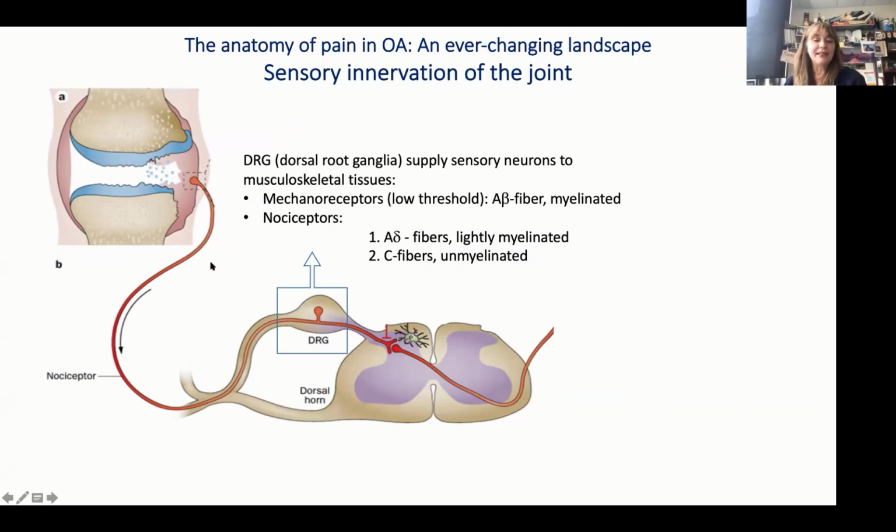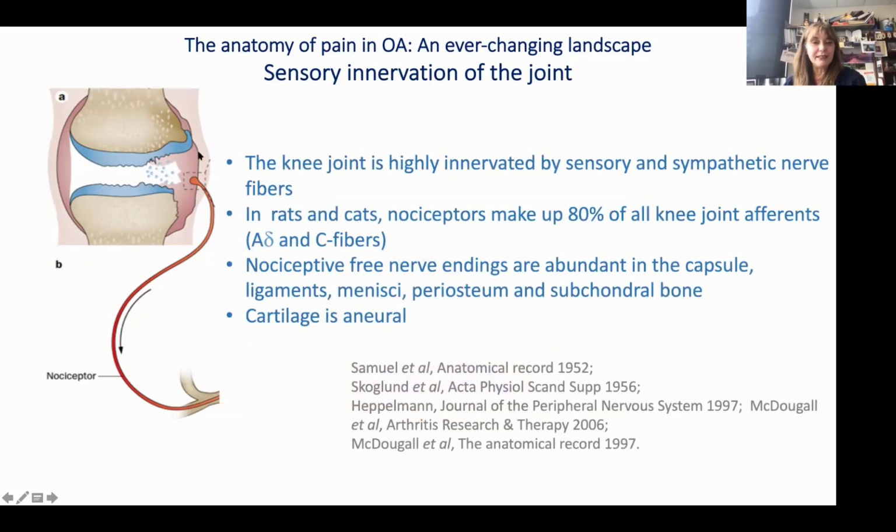So it's been long known that there are many nociceptors in the joint. So the knee joint is highly innervated by sensory nerves as well as by sympathetic nerves. There's a lot of work there out of Canada, actually, Jason McDougall, and before that out of Germany. In rats and cats, nociceptors make up to 80% of all knee joint afferents, really telling us that pain sensation must be very important for the integrity of the knee. Nociceptive free nerve endings have been found in the capsules, in the ligaments, even in the menisci, in the periosteum, and in the subchondral bone, while cartilage is considered aneural.